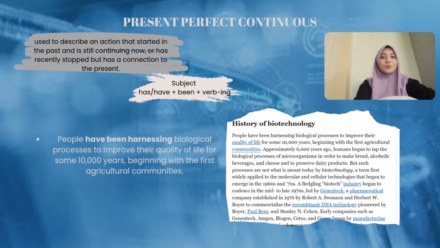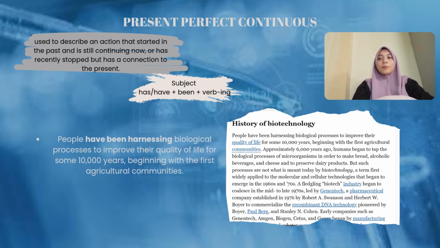So the last present tense is present perfect continuous tense. This is one of the hardest tenses to find in the biotechnology article. Somehow I did find one. So for the definition, present perfect continuous is action that started in the past and is still continuing now. So for the structure, subject plus have or has, been plus verb plus ing.